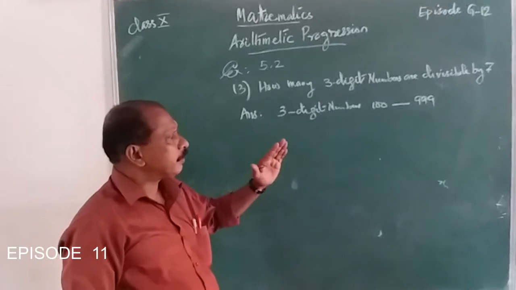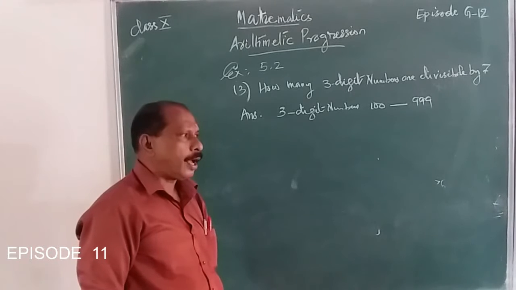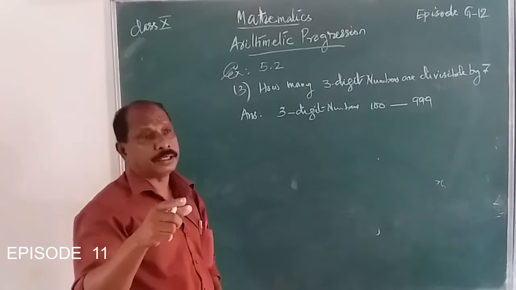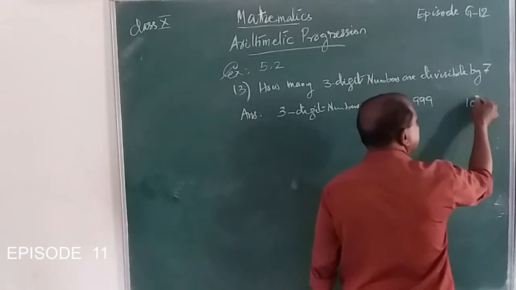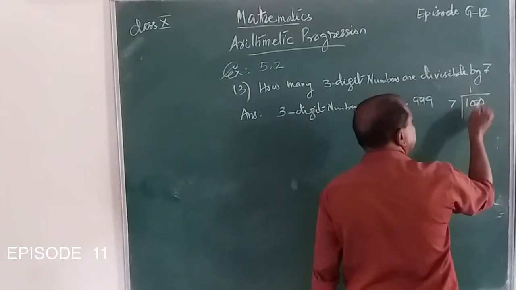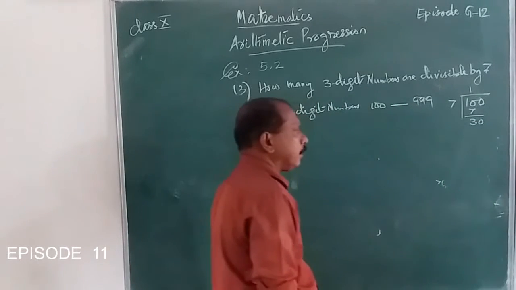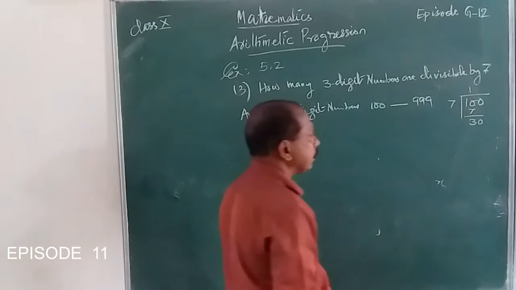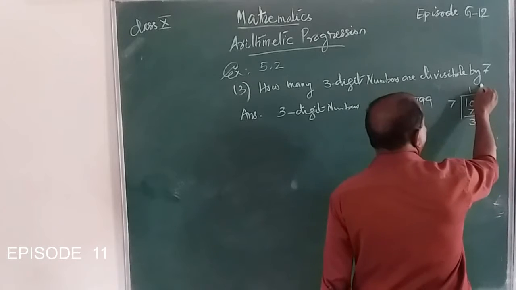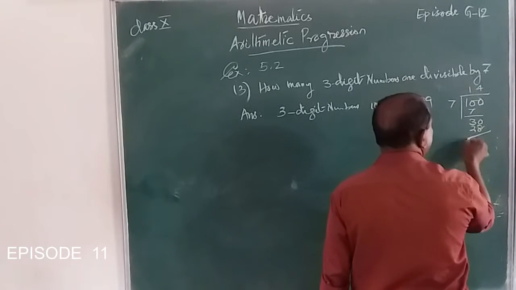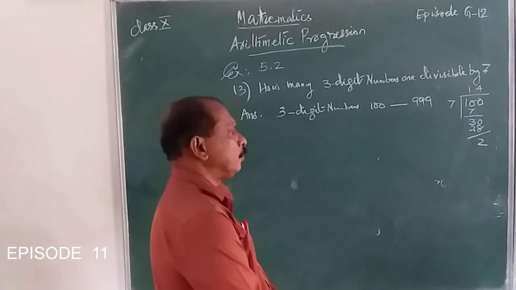Clear? Then the first number is 100, and we check whether it is divisible by 7. Therefore, we can divide 100 by 7. 7 ones are 7, remainder 3, bring down 0 to get 30. 7 fours are 28. Then the remainder is 2. Therefore, 100 divided by 7 leaves remainder 2.